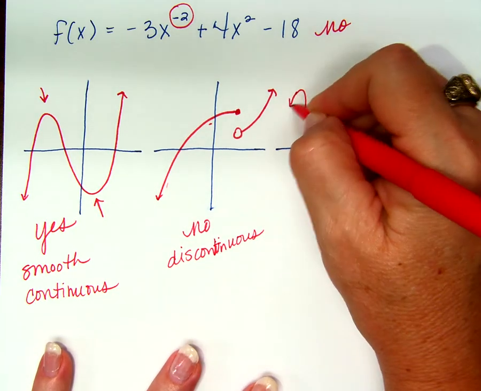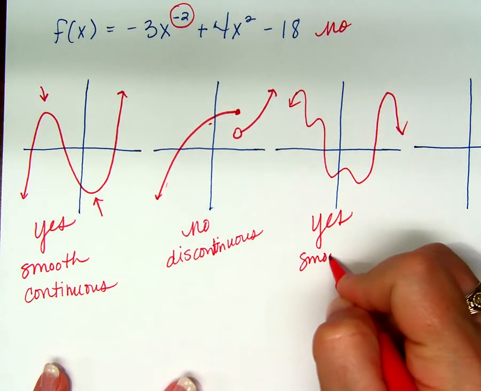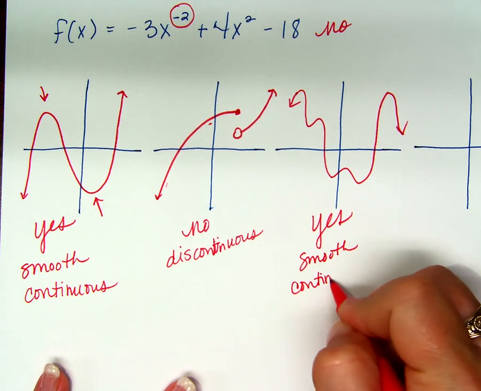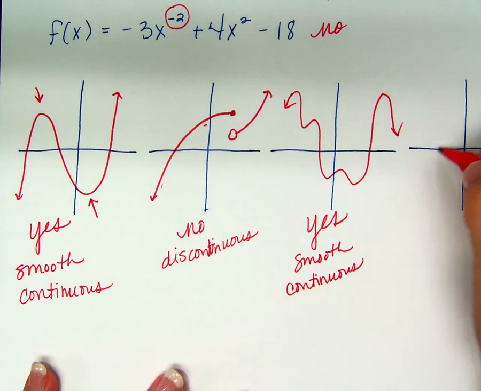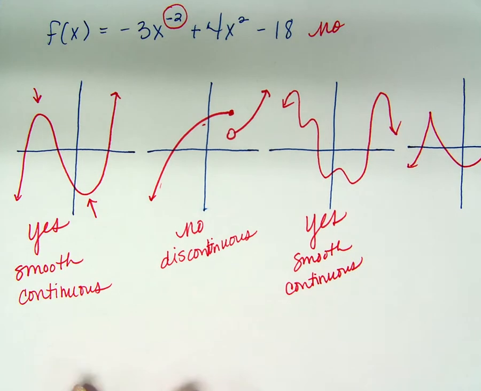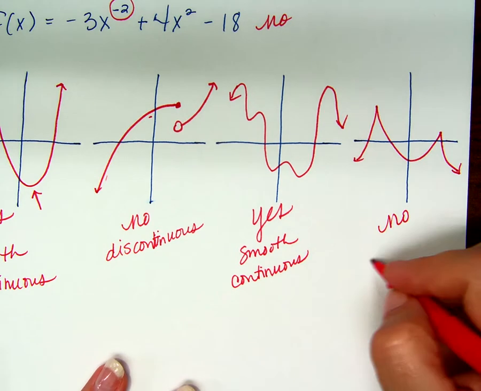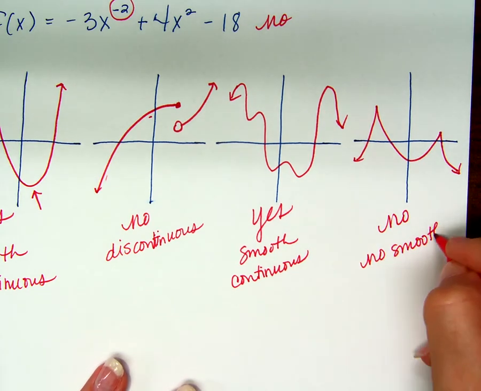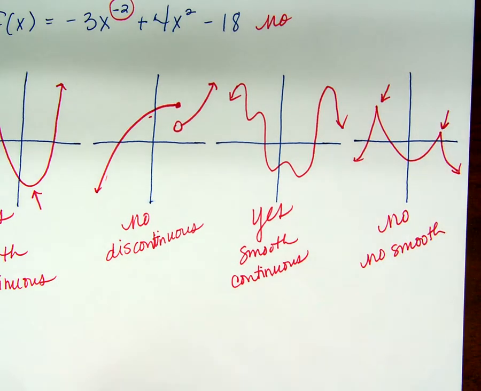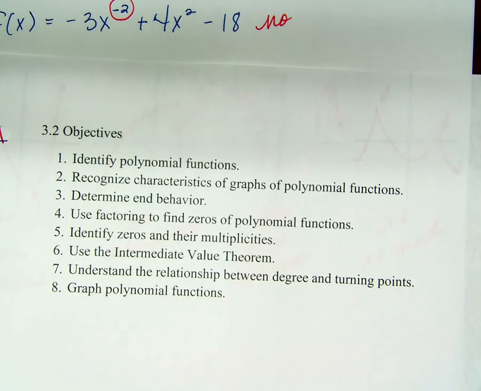What about that one? Why is it yes? It's smooth and it's continuous. Okay? No? Why no? Not smooth. There's sharp corners right here and right here. Okay? Any questions about that? So can you identify a polynomial function either from a graph or from an equation? Okay?